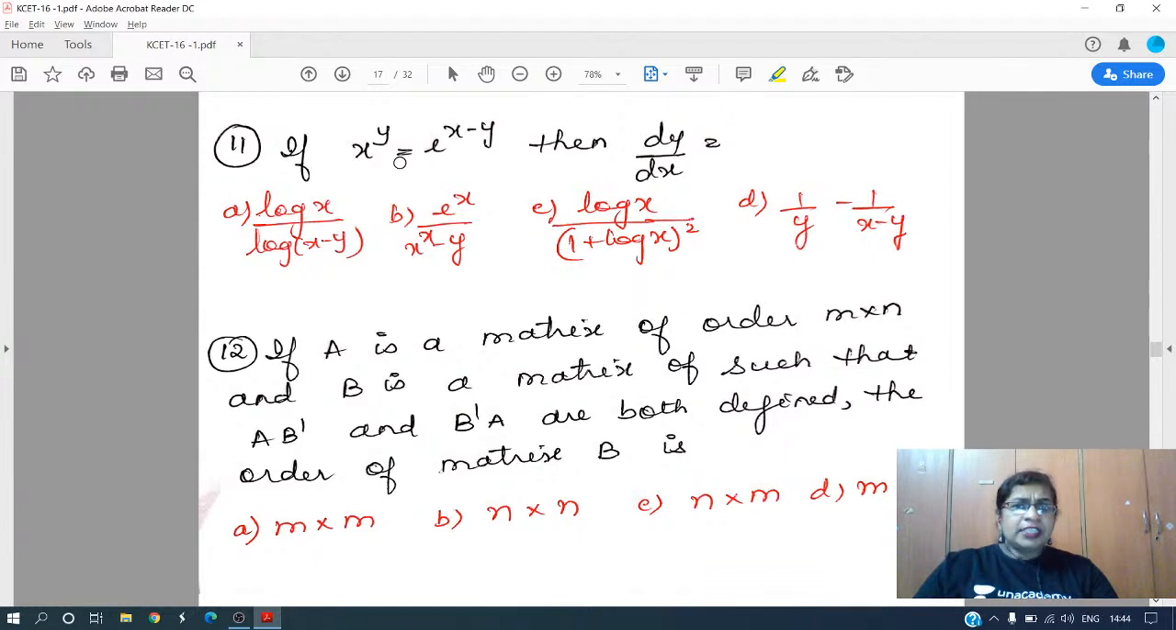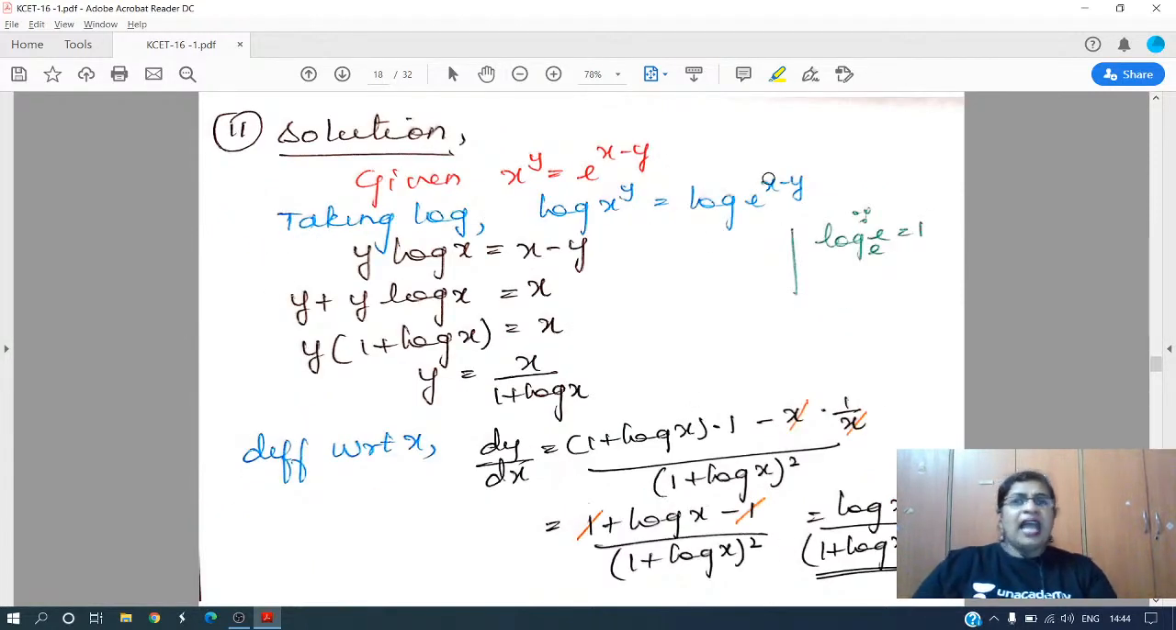If x to the power y is equal to e to the power x minus y, then what is dy by dx? Okay, here the options look complicated. Question is simple. Okay, let us see how to get this answer. I have given here x to the power y is equal to e to the power x minus y.